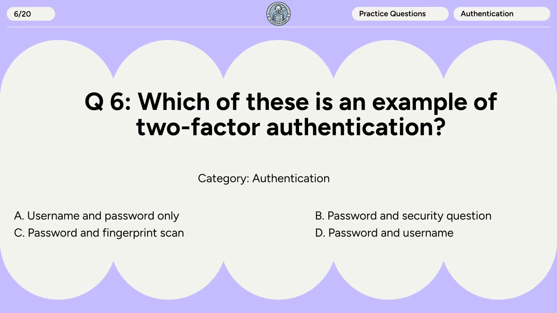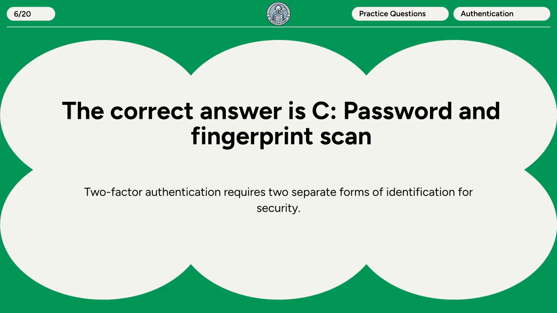Question 6. Which of these is an example of two-factor authentication? A. Username and password only. B. Password and security question. C. Password and fingerprint scan. D. Password and username. The correct answer is C. Password and fingerprint scan. Two-factor authentication requires two separate forms of identification for security.